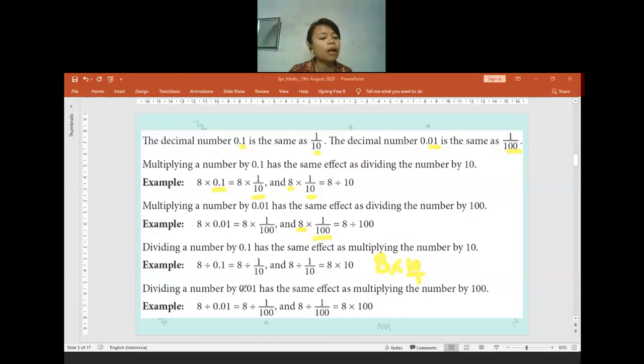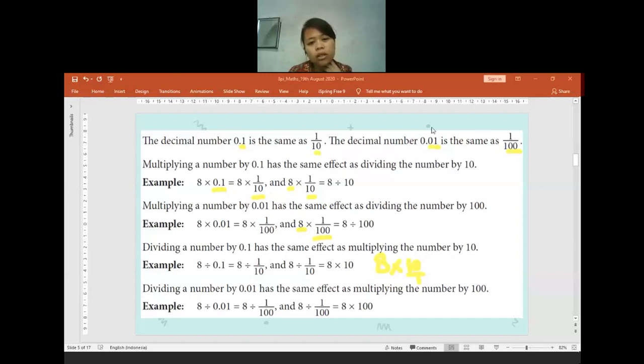If we divide the number by 0.01, it is the same thing as we multiply the number by 100. Is there anyone having any question or get confused so far? No, teacher. For sure, yeah, no question.